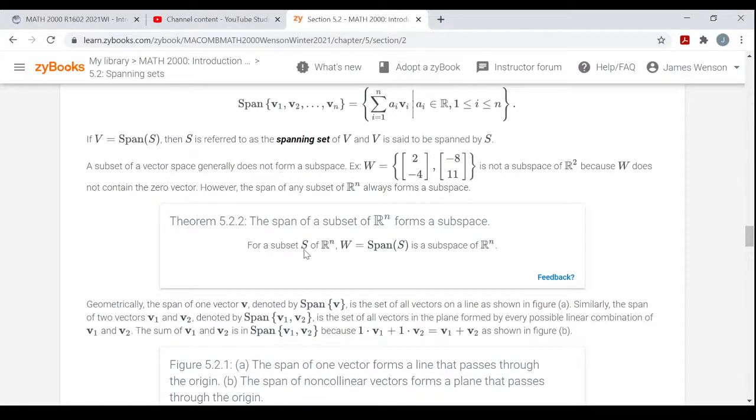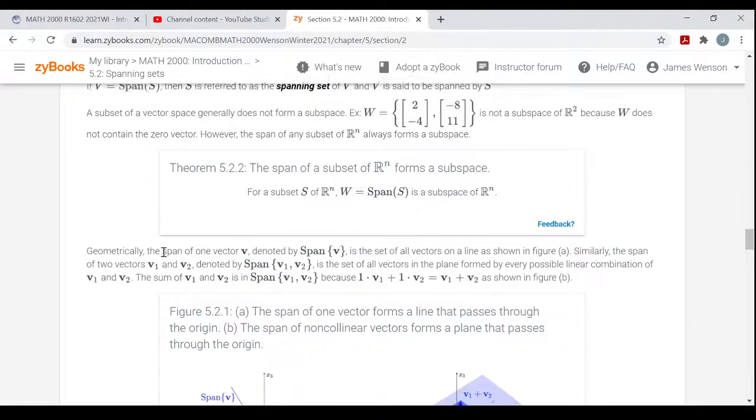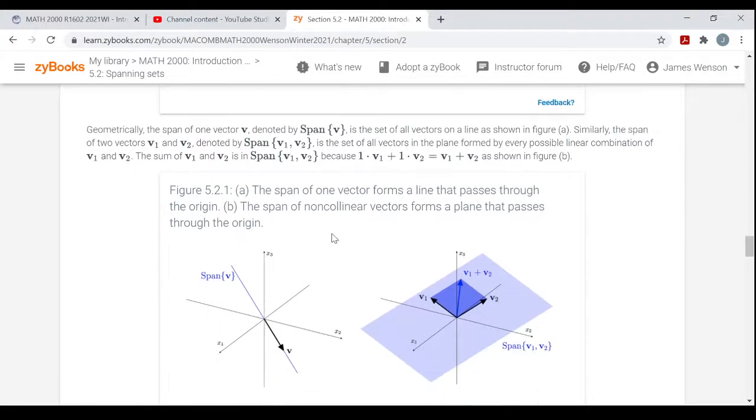So that's what they're saying here. For a subset S of Rn, if W is the span of S, the set of all linear combinations of the vectors in S, then that span of S is a subspace of the Euclidean space Rn. All right, they take you through here. Now, they show you a picture here.